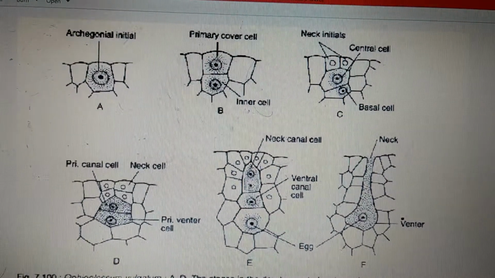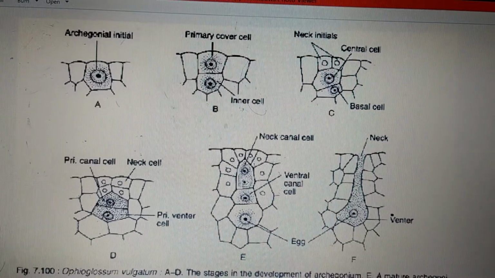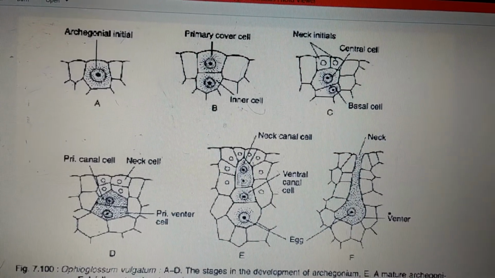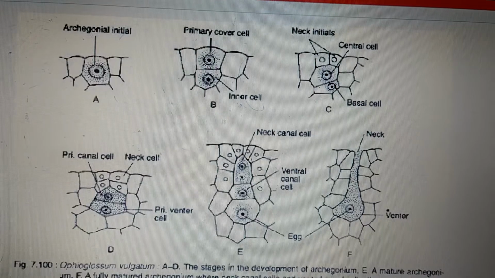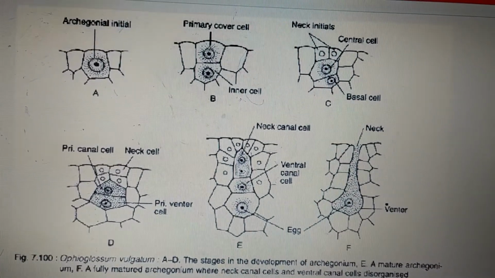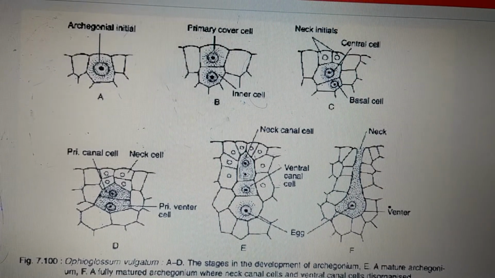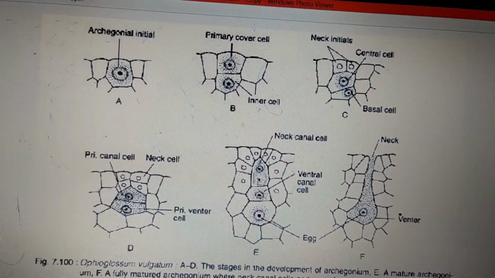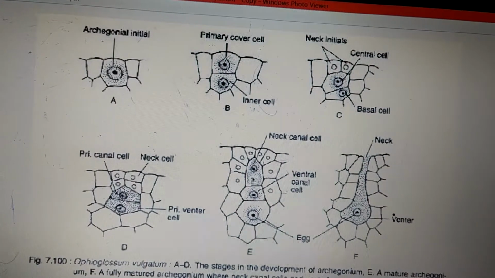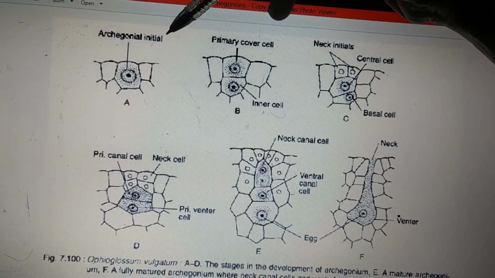We'll be speaking about the different stages in the development of archegonia in case of Adiantum. We all know that the gametophytic phase of Adiantum is a somewhat heart-shaped prothallus. On the ventral side of this prothallus, at the apical region, there is a formation or growth of the archegonium. One of the cells in that region gets activated. That cell we are going to call the archegonial initial cell.